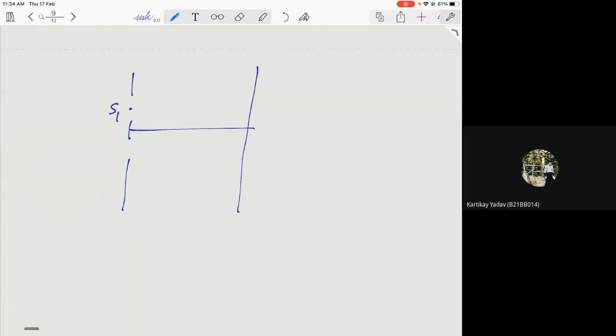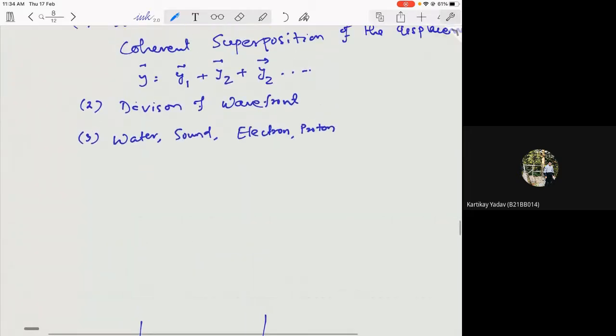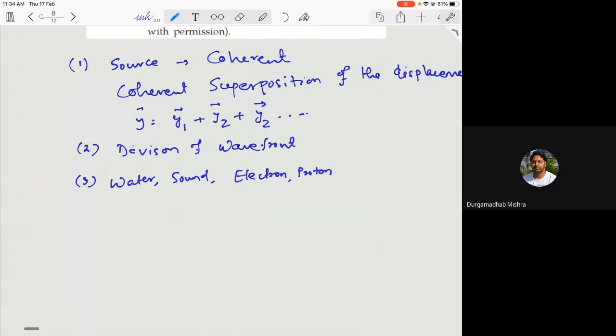Can you repeat that point about water, protons, and sound? Yes, sir. I was saying you will observe interference in the case of water, sound, and also in the case of electrons, protons, and so on. Electrons and protons also behave like waves. They are quantum mechanical particles, so they can behave like particles as well as waves, and therefore they can also produce interference patterns.